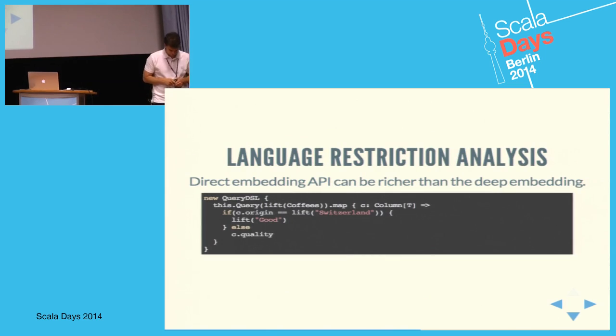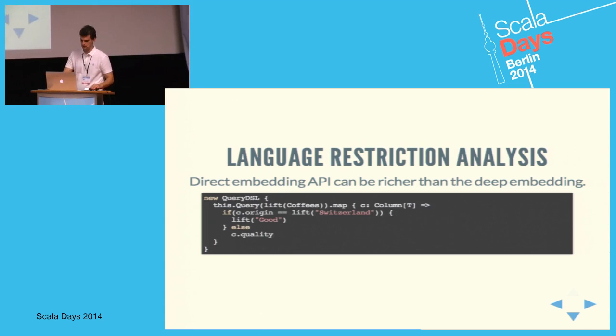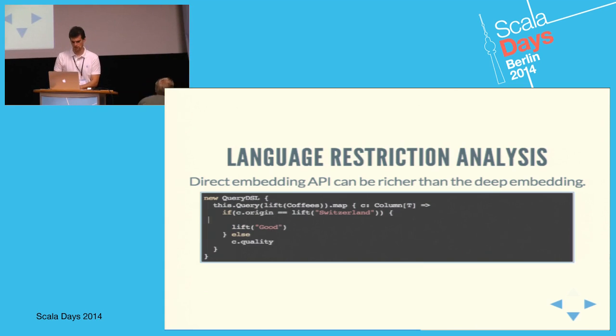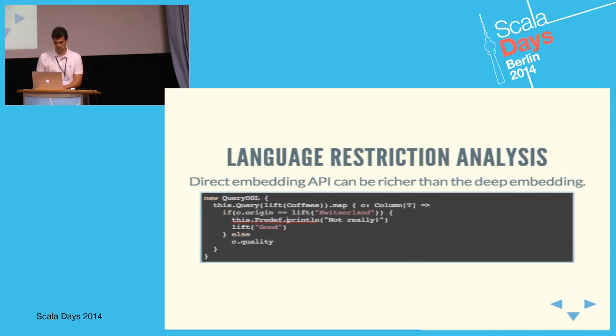Except when your direct embedding has a richer interface. So imagine this is a direct embedding in this query language, and someone accidentally puts in a debugging thing saying, well, not really. What would be the semantics of this once we translate? We would have to print a line in a database, right? Because this goes to a database, and that's not possible. And what the translation would do is say this.predef.println, not really, and voila, here is a type error. A deep embedding cannot have a print line. It simply cannot, because it cannot translate it to a database.